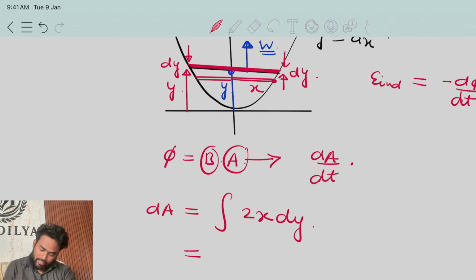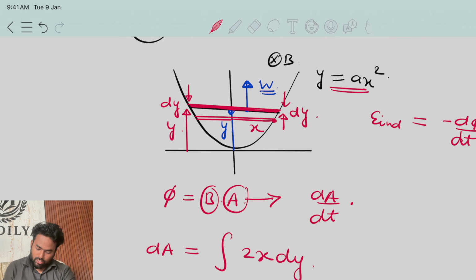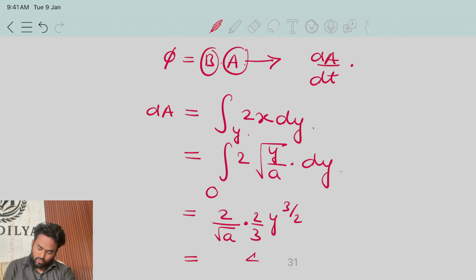Okay, now let's integrate it, putting the values. 2 times the value of x we can calculate from here. So x is root over y by a, into dy, and the limits we need to put are 0 to y because we need it as a function of y. Okay, now 2 root a outside, here y power half will become y power 3 by 2, and here it will be 2 by 3. So we got 4 by 3 root a and y power 3 by 2. This is our total area.